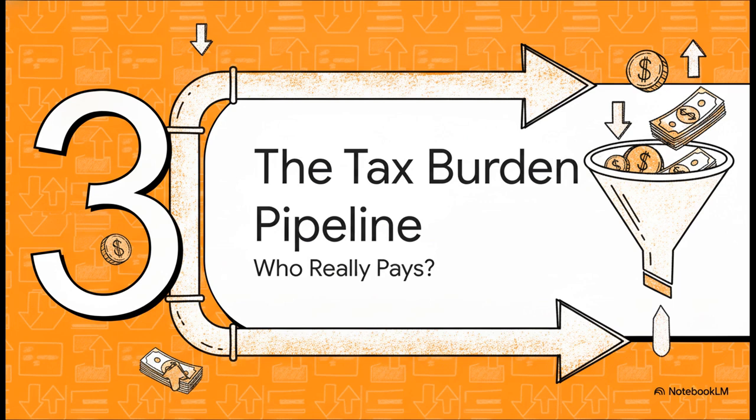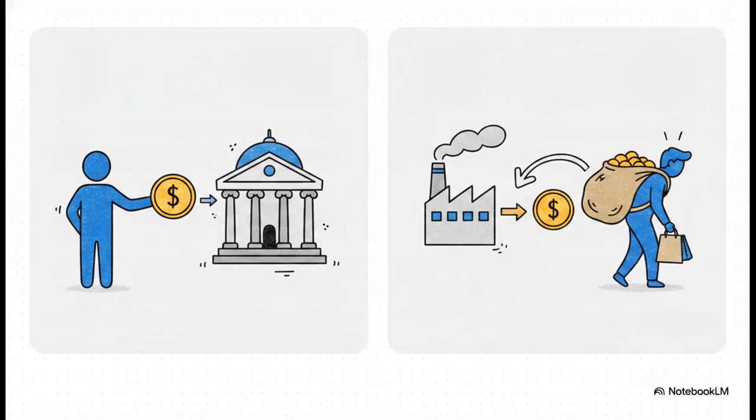Up next is Section 3, the tax burden pipeline, or more simply, who actually ends up paying. Taxes generally split into two main lanes: direct and indirect. Direct taxes are locked directly onto you. Think income tax or wealth tax. You pay it and you bear the burden. Simple, right? But indirect taxes are levied on expenditures. So the initial payer, let's say a manufacturer, pays it first, but they eventually pass the buck down the line.